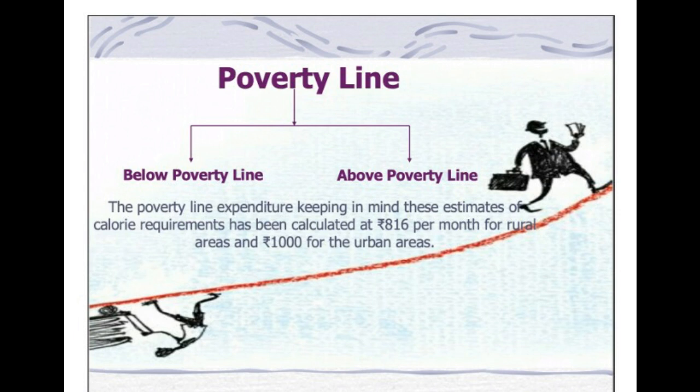As you can see here, the poverty line is categorized into two: above poverty line, APL, or below poverty line, BPL. As we know, in India, the estimation of poverty is done through calories. So, if a person in the urban or rural areas consumes fewer calories than the amount fixed for them, they will be considered to live below the poverty line.